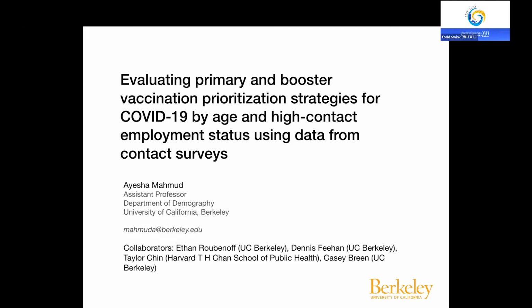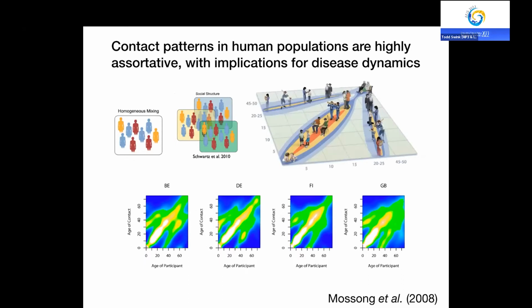Okay, so I'm going to talk a little bit about this need for contact data for modeling. I think in this audience, I don't really have to spend much time on this, but we have evidence specifically from the Polymod study in Europe led by Mossong et al. that contact patterns are highly assortative in human populations.